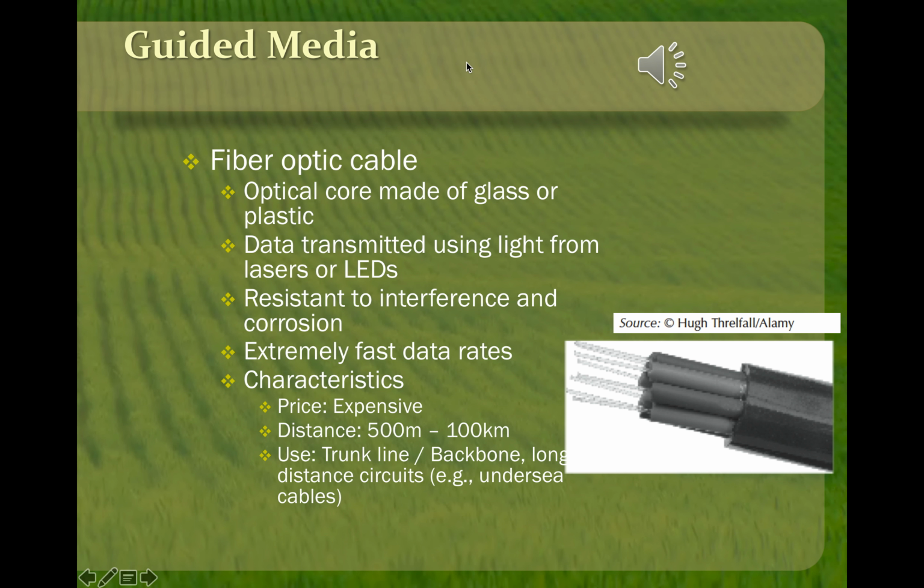Next, we'll discuss the fiber optic cable. Fiber optic cable has an optical core made of glass or plastic, with data transmitted using light from lasers or LEDs. It's resistant to interference and corrosion. They have very fast data rates since light is involved, and they're also very expensive. They have a good distance range of 500 meters to 1,000 or 100 kilometers. And their use is for trunk lines, backbones, long distance circuits.